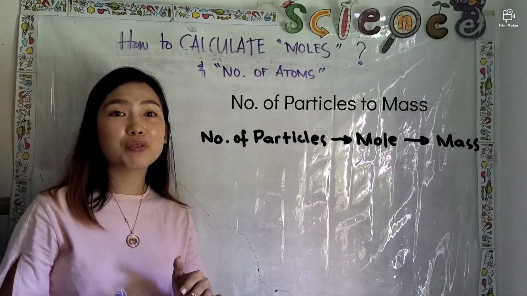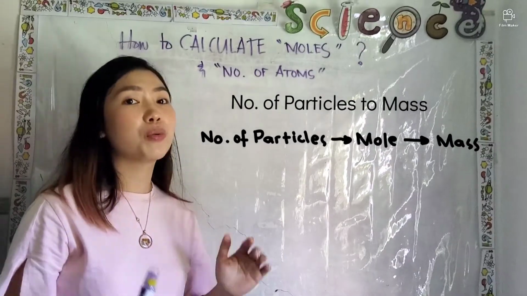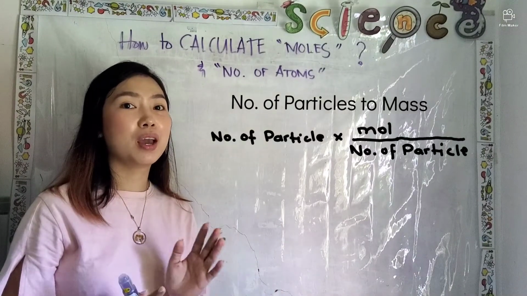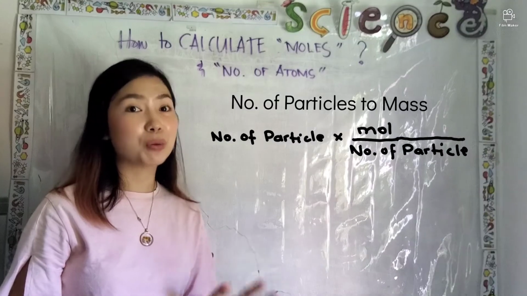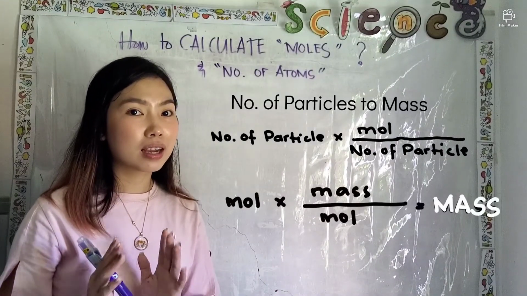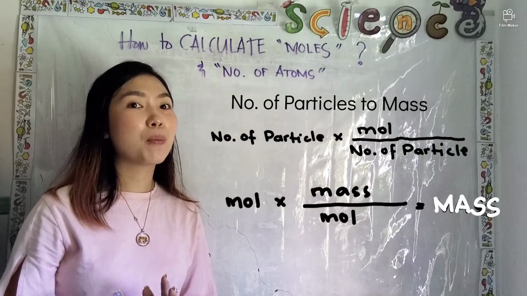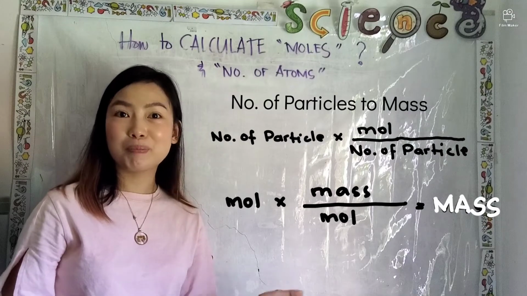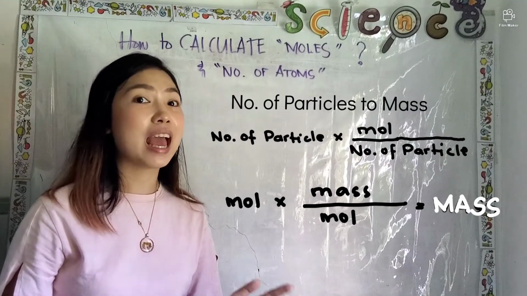So, to get the value of mass from the number of particles, we'll have number of particles multiplied by mole divided by number of particles, multiplied by grams divided by mole. That's how we will have the answer of mass. So let us have first an example.